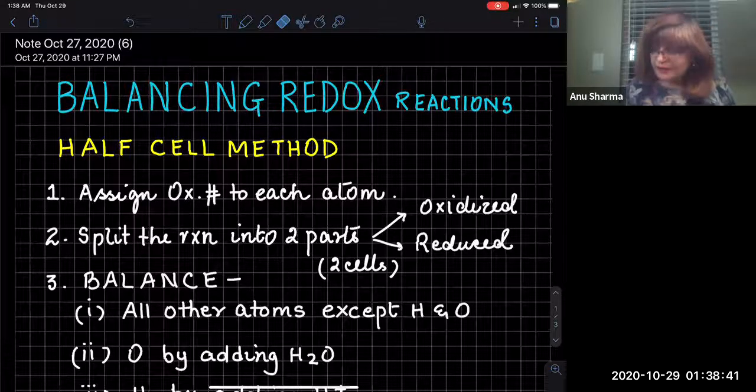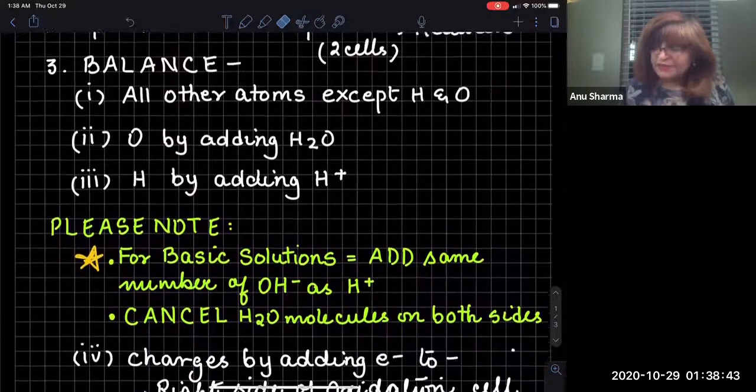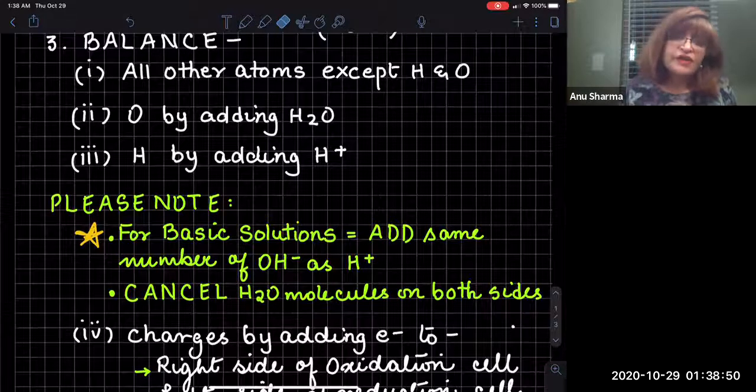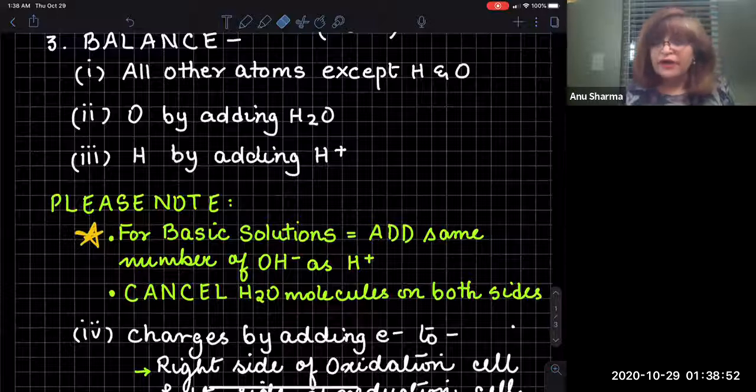Okay. Next, we are going to balance all other atoms except the hydrogen and oxygen. Next, we are going to balance oxygen by adding water. Next, balancing hydrogen by adding hydrogen ions. And in case our reaction is happening in the basic medium, we are going to introduce OH ions because we want to balance the hydrogen ions with that, but that's going to create water. So we are going to cancel the water molecules on both the sides, okay?